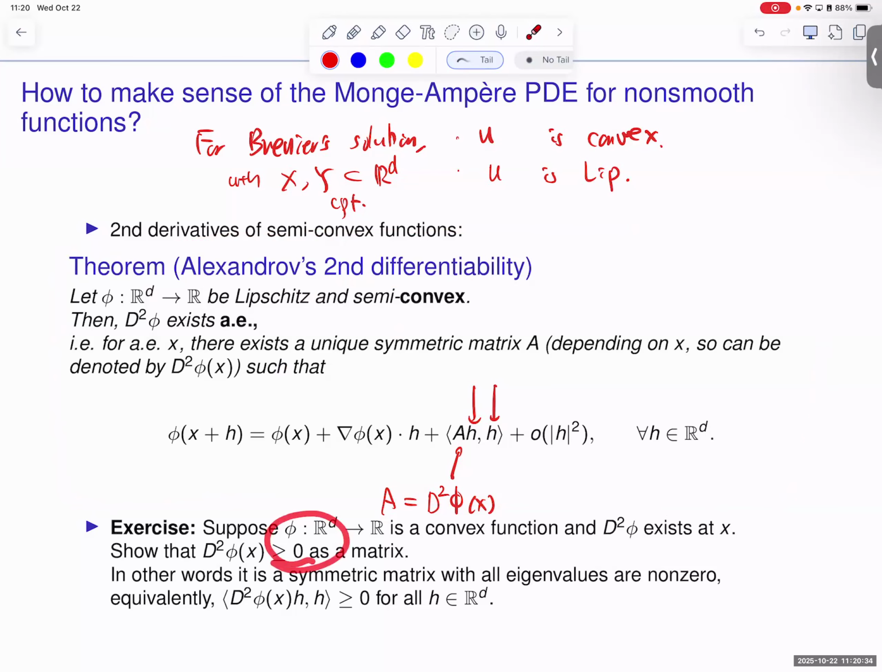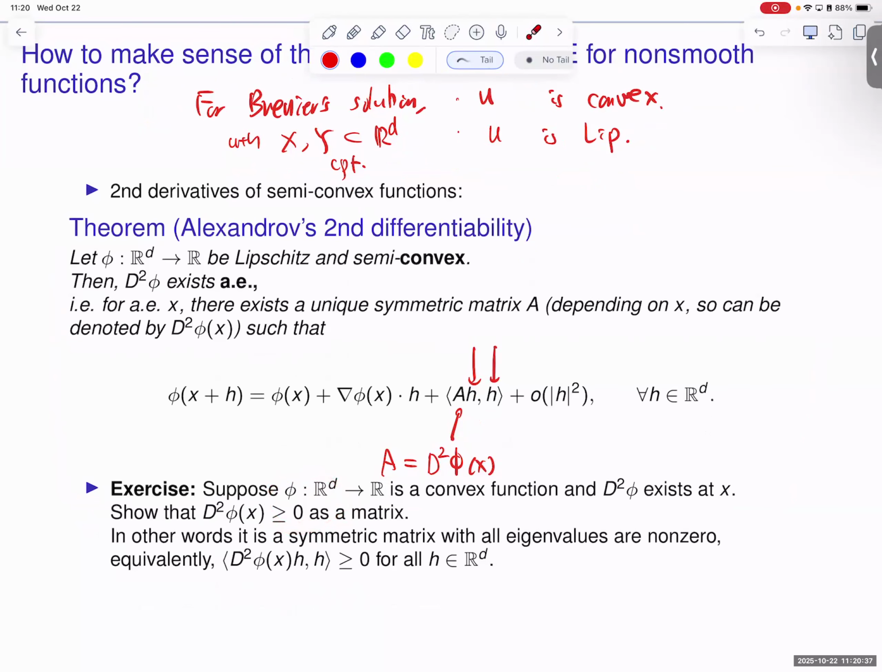And for convex function, the convexity of the function, I mean, you know what it is, right? So convex function means its epigraph is a convex set. A convex function in R^d means its epigraph, the set above its graph, is a convex set. That's a convex function. But when the function is convex, and if this second derivative exists at a point, then that Hessian as a matrix is non-negative. That's what you can verify. Exercise.